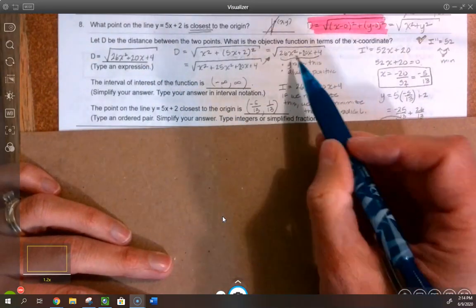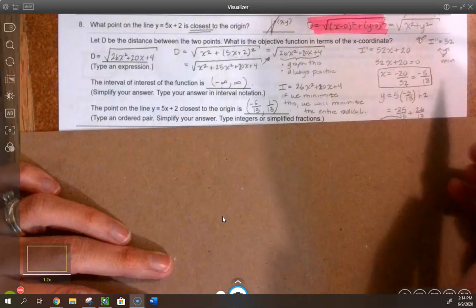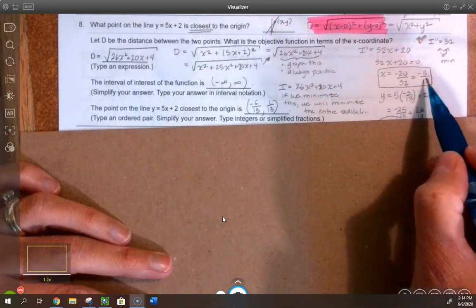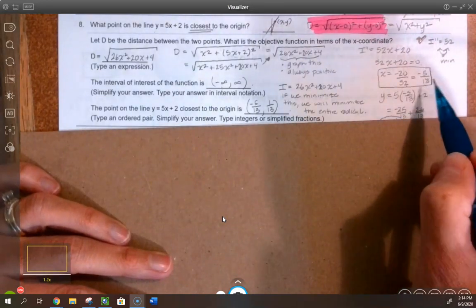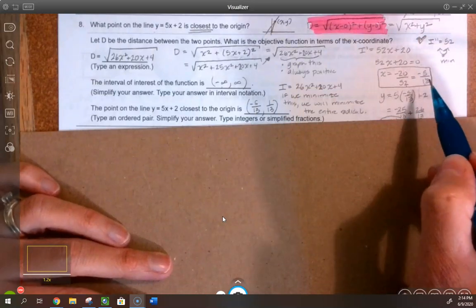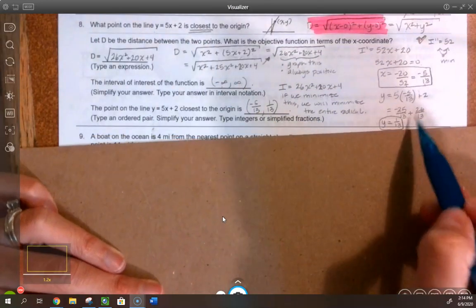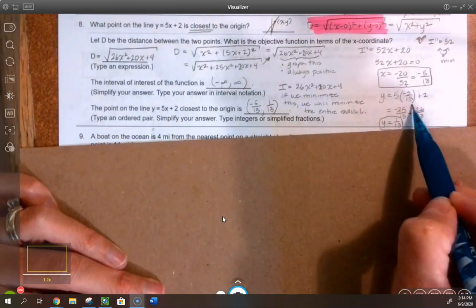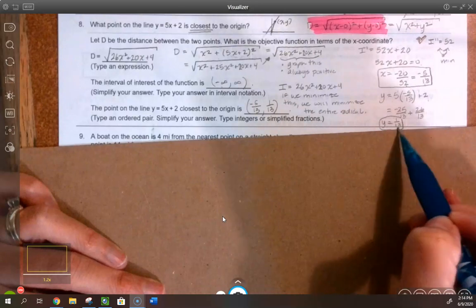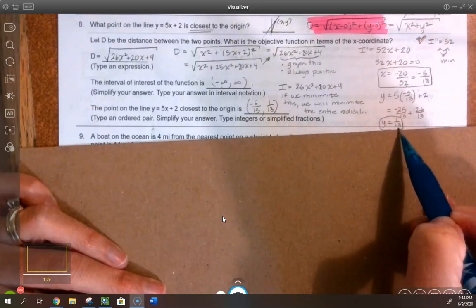If we recognize that we can just use what's underneath the radical, we get x equals -5/13. And if we substitute that -5/13 back in for x in our constraint, we get y equals 5 times -5/13 plus 2. Do some arithmetic there, and you get y equals 1/13.